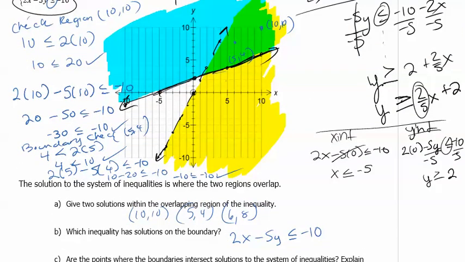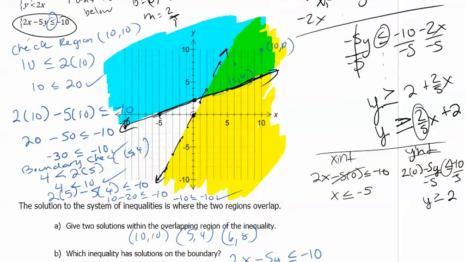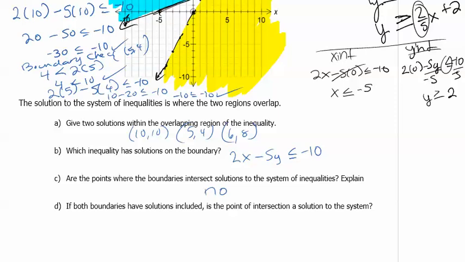Well, let's talk about that. On this boundary line, my solutions are included. On this boundary line, solutions are not included. For a point to be a solution to a system, it has to satisfy both inequalities. It doesn't satisfy the boundary where the solutions are not included, and so the answer would be no, because one is a dashed line and one is a solid line, telling me that the point of intersection will not satisfy both inequalities.